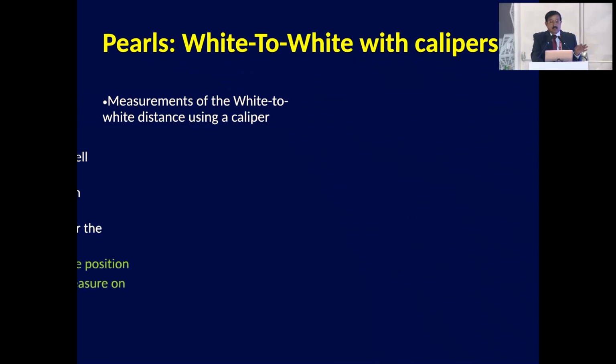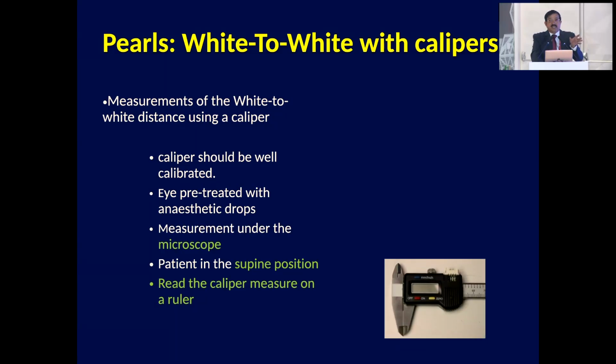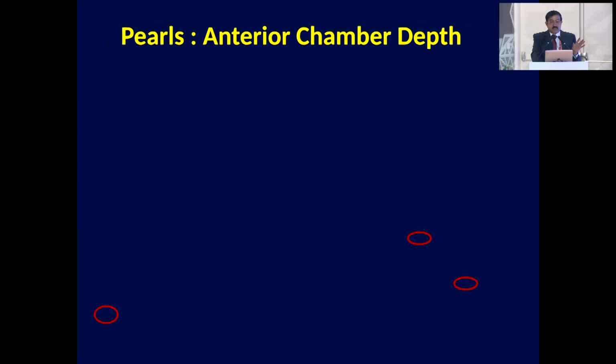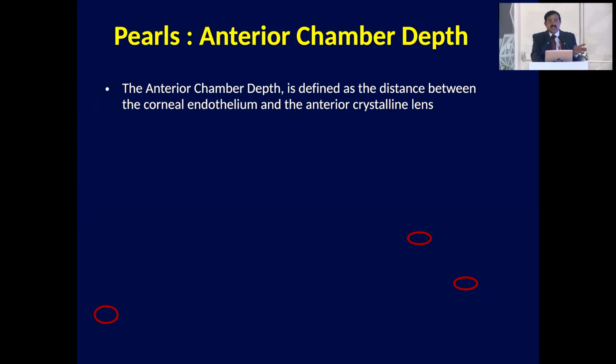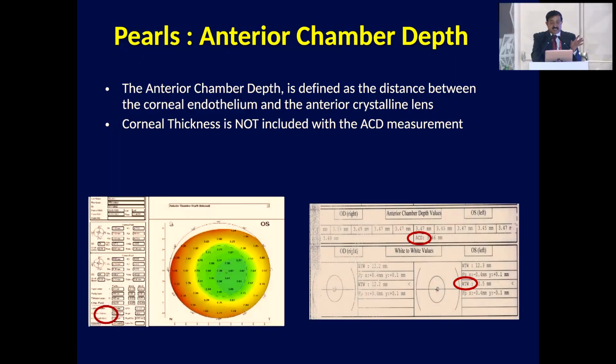So again, a word about the white to white. It is important that we measure it with the caliper and read the caliper, but also the IOL Master, which actually underreads it. So we have to be very sure that both eyes have similar readings, number one, and there is a difference of approximately 0.5 millimeters from the IOL Master reading to the caliper reading, and the caliper reading is what is taken.